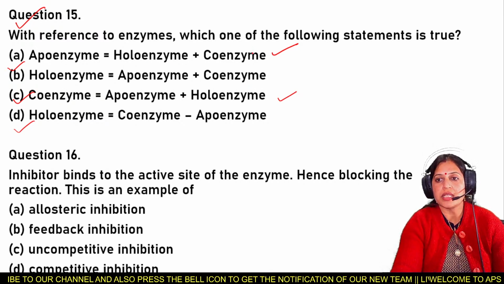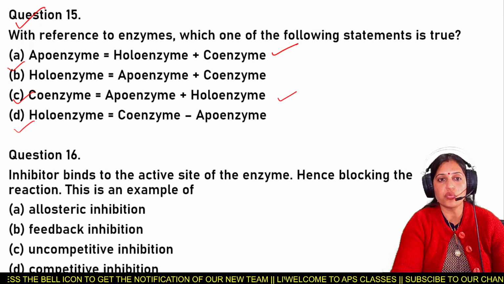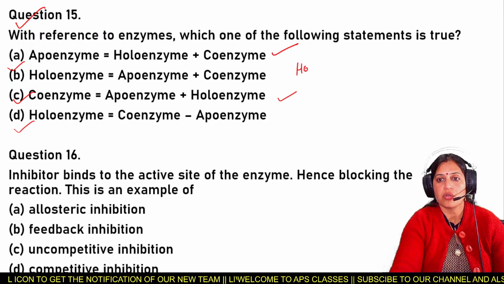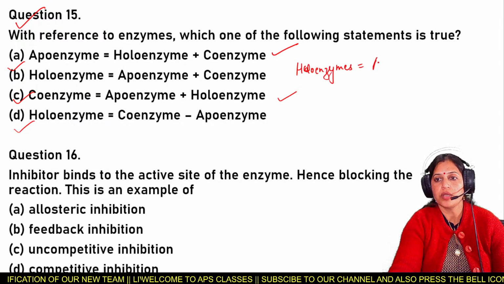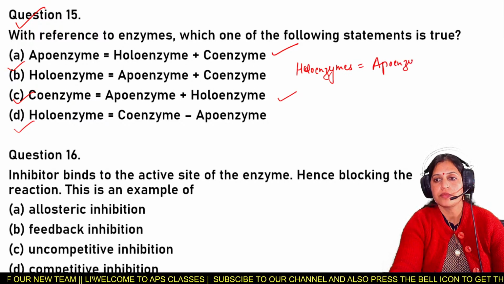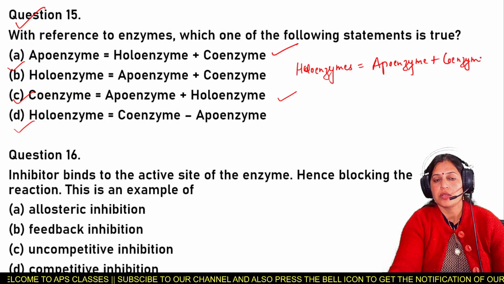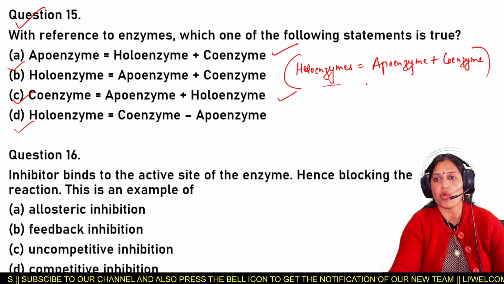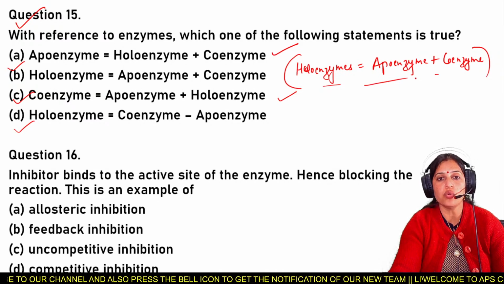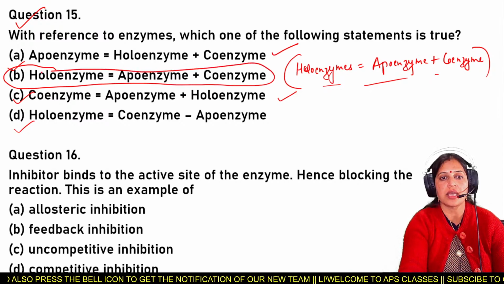With reference to the enzymes, the statement that is true is: holoenzyme is equal to apoenzyme plus coenzyme. So with reference to the enzymes, the true statement is holoenzyme is equal to apoenzyme plus coenzyme.